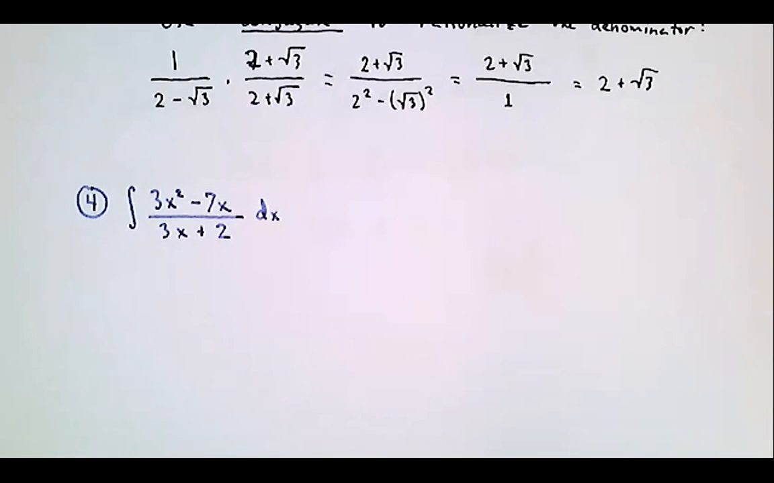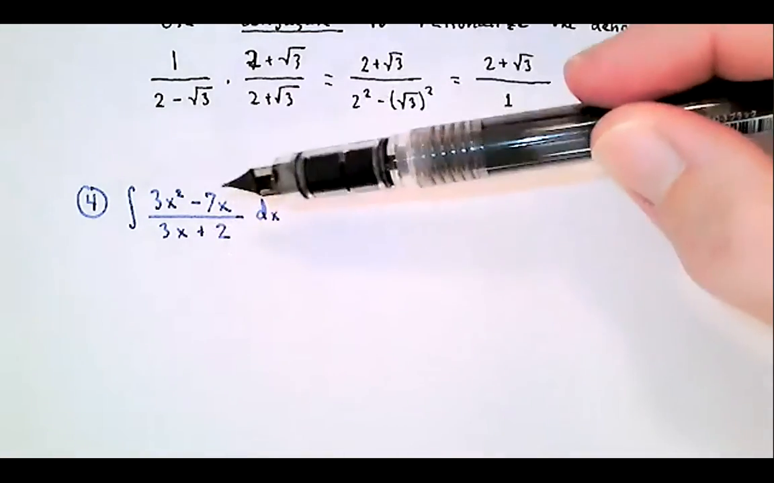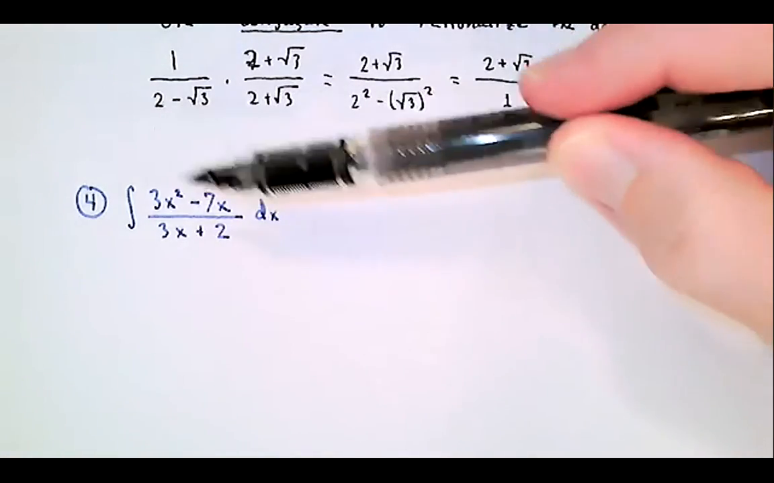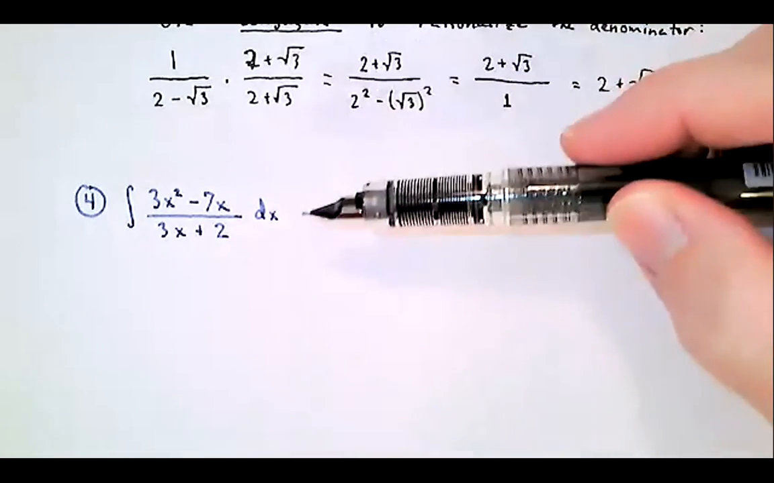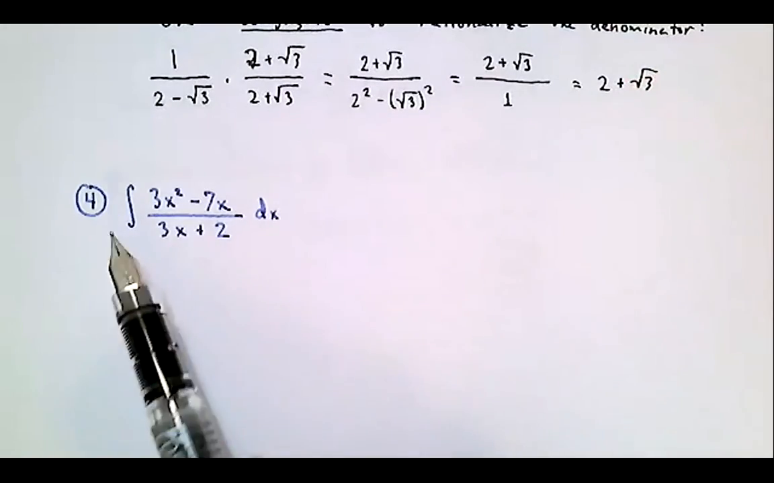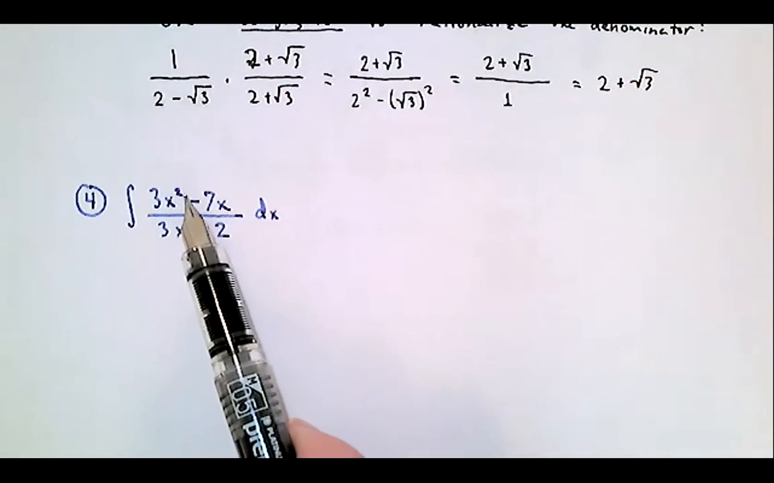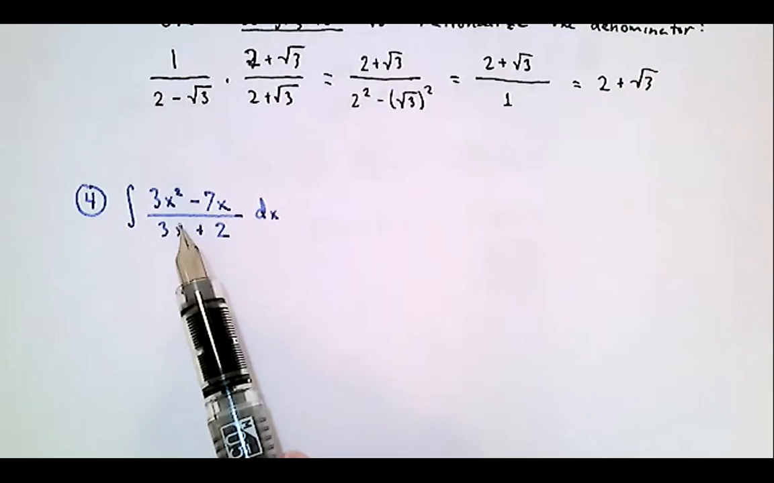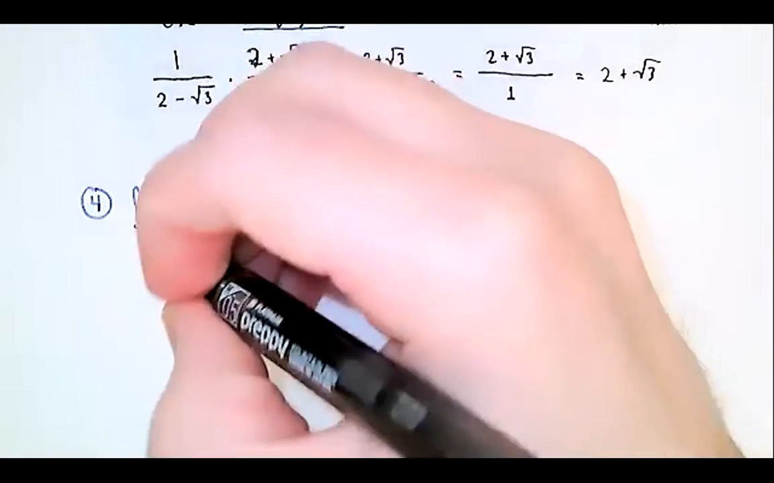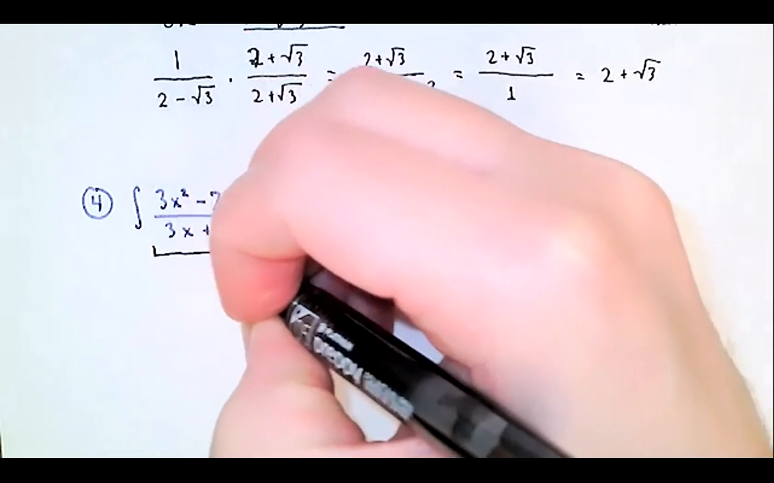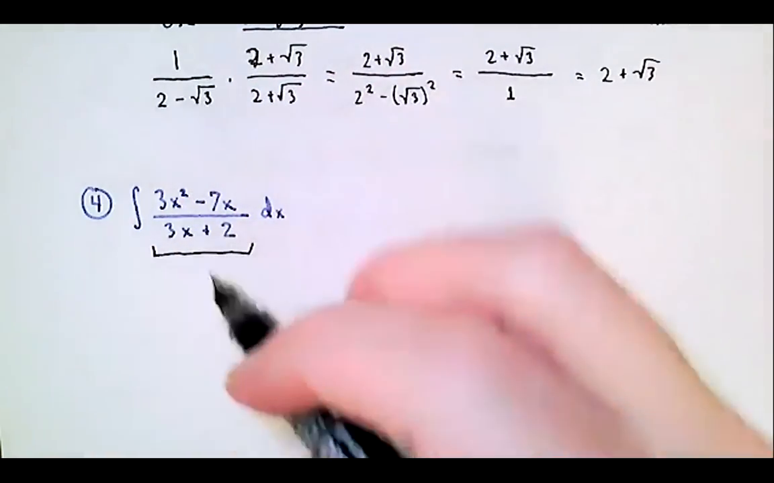So let's do this one, number 4. This is a rational function. You have a polynomial on top of your fraction and another polynomial on the bottom. But something that you should notice about this particular function is that the power of x in the numerator is larger than the power of x in the denominator. So this is something like an improper fraction, where the top is larger than the bottom.